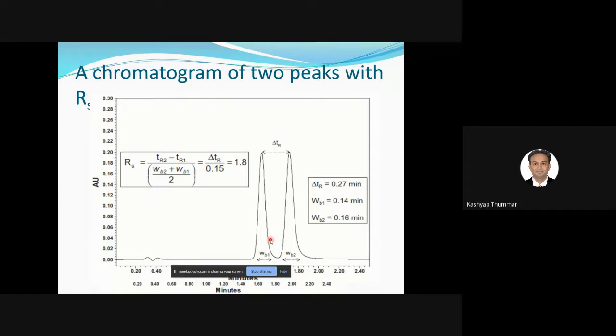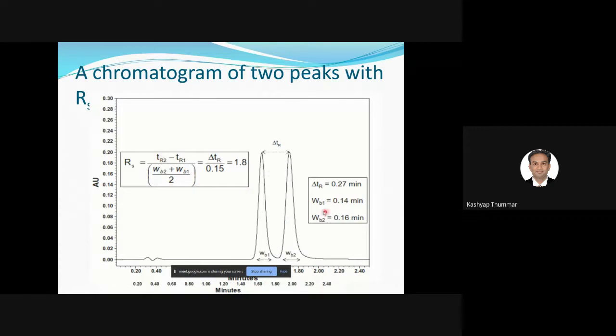Okay, the same example is taken for the resolution. If the chromatogram of a mixture of compounds has two peaks, one peak is separated at 1.4 minutes and another peak at 1.67 minutes. So how do we calculate resolution? The resolution uses the difference between these two retention times.